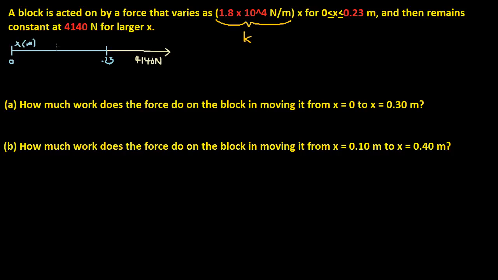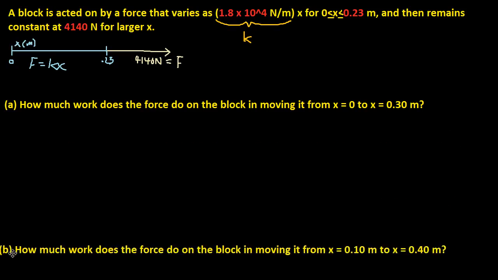So the force right here is going to vary as k times x. That's what this is saying. Let me use the same color so you don't get confused. So force here is equal to this thing right here times the x, up until 0.23, and from there on, force is equal to this value right here, 4140 newtons. Okay, with that in mind, let's try A.